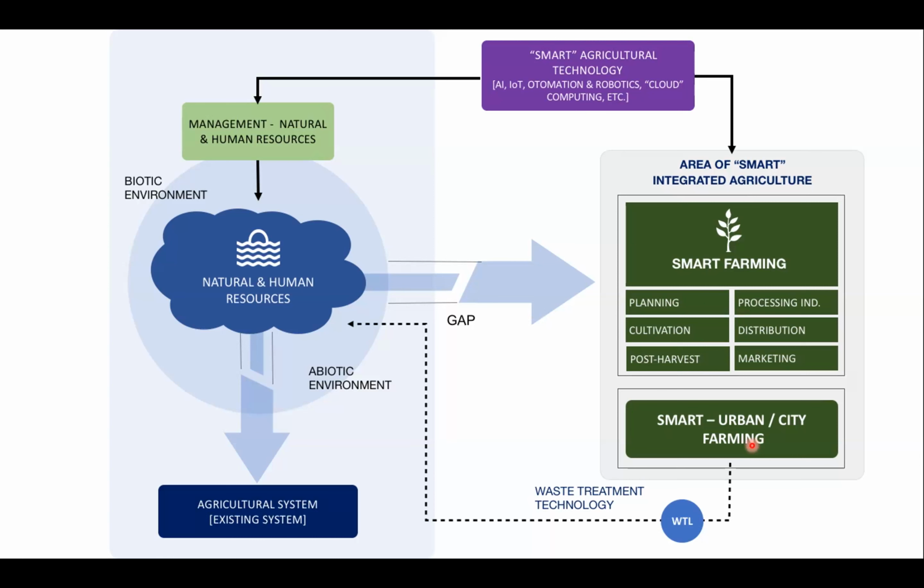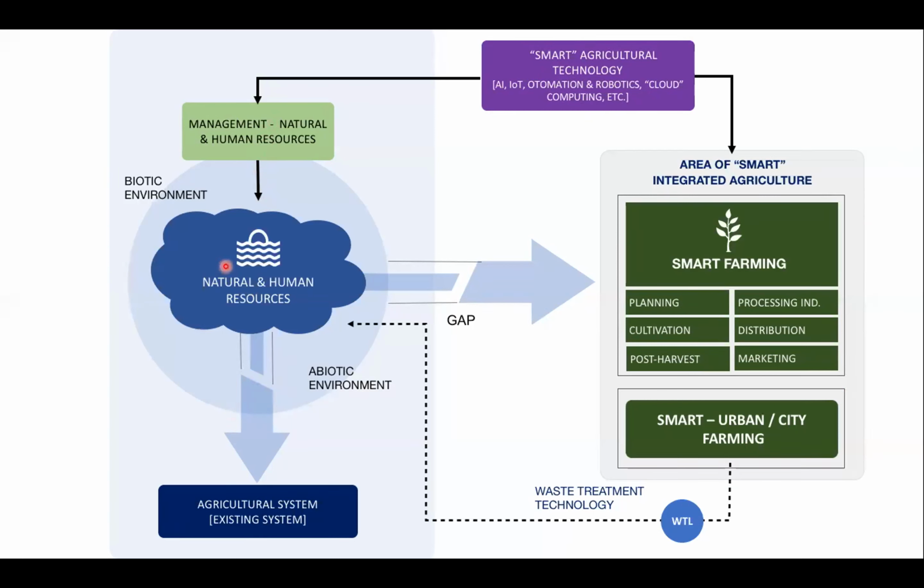But in order to develop the area of smart agriculture, we need technology. We need smart technology, for example, artificial intelligence, IoT, automation, robotics, cloud computing, the attributes of the Industry 4.0 era we talked about previously. Of course, the level of technology will have an effect.